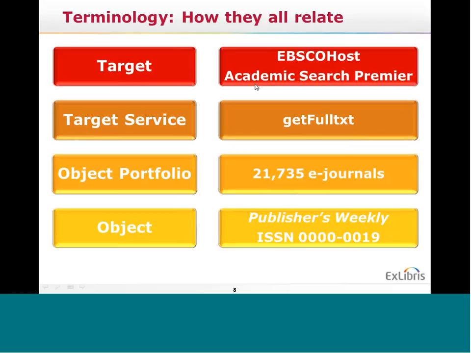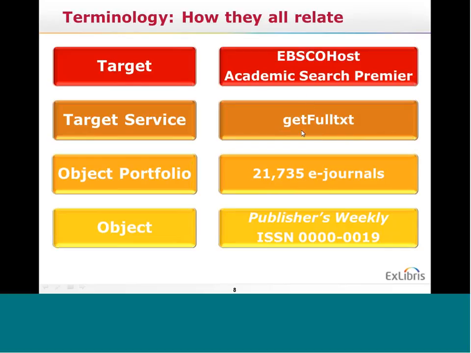So for example, you can subscribe to Publishers Weekly not only through EBSCO, but perhaps through Gale or ProQuest, just to name a few. And it can exist also in more than one service. It's possible you can get the abstract or the table of contents in addition to the full text for Publishers Weekly. Because of this, objects are not independent from the target and the target service.